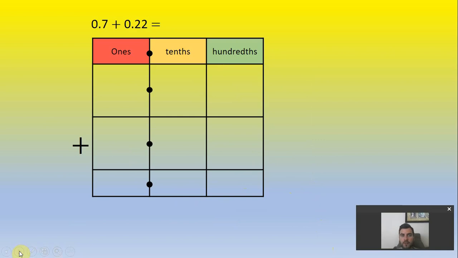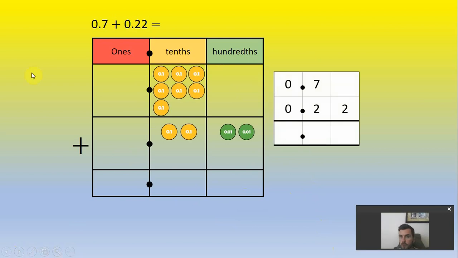So we've got 0.7 add 0.22. Again, using our place value grid and counters, we've got our 0.7, or 0 and 7 tenths, represented, and then 0.22 represented below. I'm going to show you what's happening in number form as well as pictorially. So if we add our hundredths, we've got 2 in our hundredths column. Then we add our tenths, and we've got 9 in our tenths column. Then we've got nothing in our ones, so we end up with 0.92, or 0 and 92 hundredths.